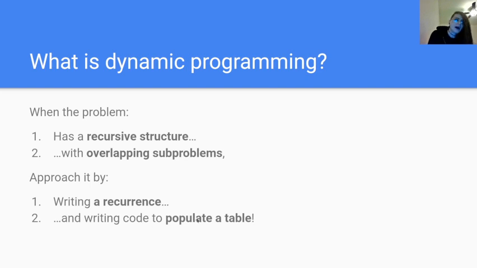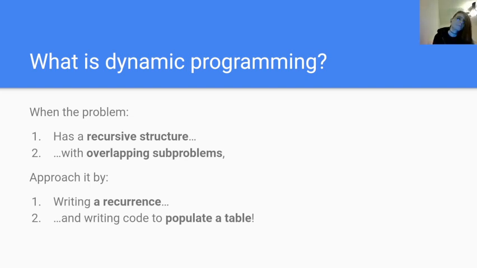And writing code to populate a table, to basically turn that formula that recursively defines a sequence into the actual sequence. We want to reify it or materialize it into a table that actually contains all the data that is implicitly defined by the recurrence. We'll see some examples of that. In fact, I'm going to take you through several examples of what dynamic programming looks like when it's used to solve a real problem.